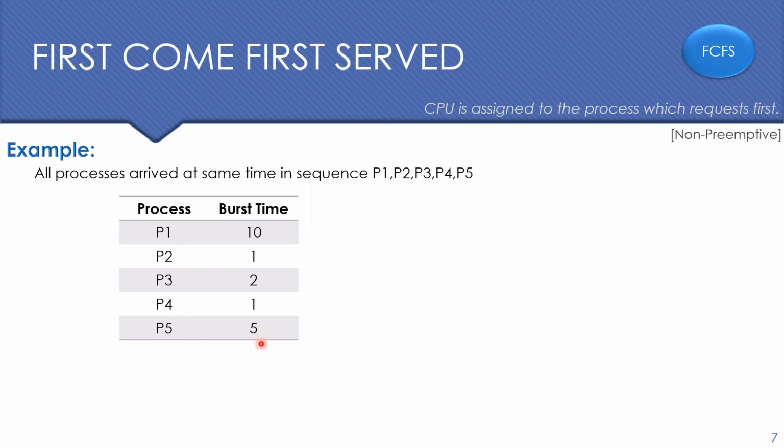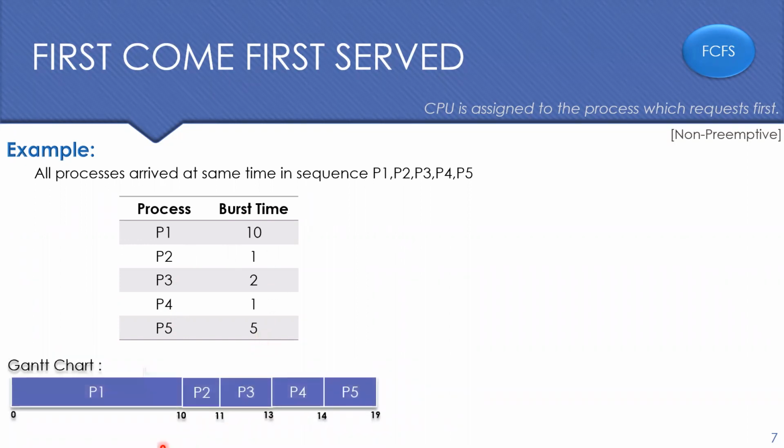From these burst times, let's draw the Gantt chart. We know that the process which requests first gets executed first. So here P1 will get executed first with a burst time of 10 milliseconds. Next, process P2 will start its execution at 10 milliseconds. It finishes its execution at 11 milliseconds, as it has a burst time of 1 millisecond. Similarly, processes P3, P4, P5 will get executed with burst times 2, 1, 5 respectively.